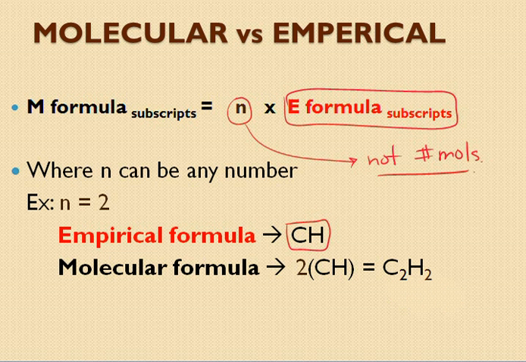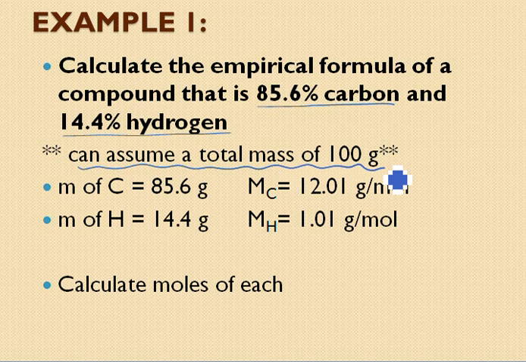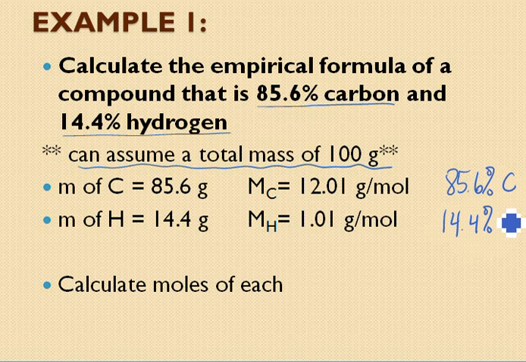Now where does this help us? Where is this useful? So let's look at an example. If you calculate the empirical formula of a compound that is 85.6% carbon and 14.4% hydrogen. So when we're doing these, we're going to assume a total mass of 100 grams. So 85.6% is carbon and 14.4% is hydrogen.